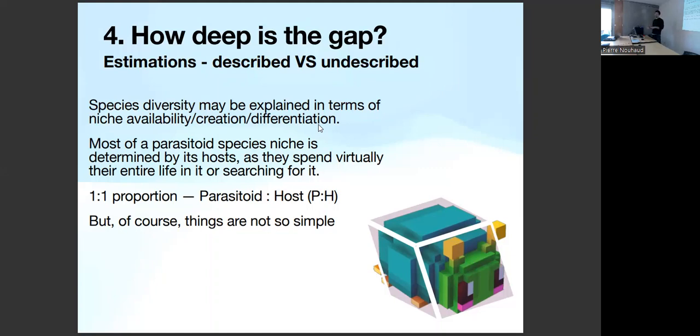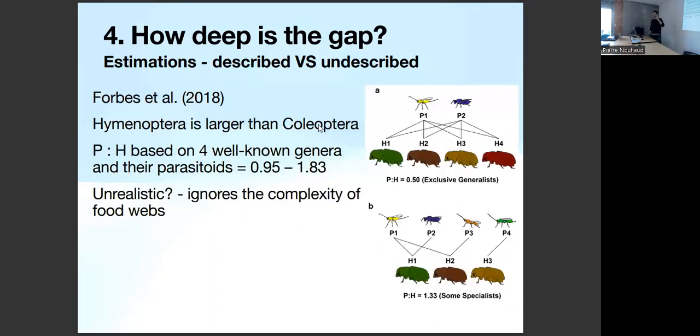Of course, it's not as simple, but having this in mind, there was a publication in 2018 whose conclusion is that the hymenopterans, because of the parasitoids, are much more diverse than the Coleoptera. And the coleopterists don't like it, right? Okay, we don't mind. So what does it mean?